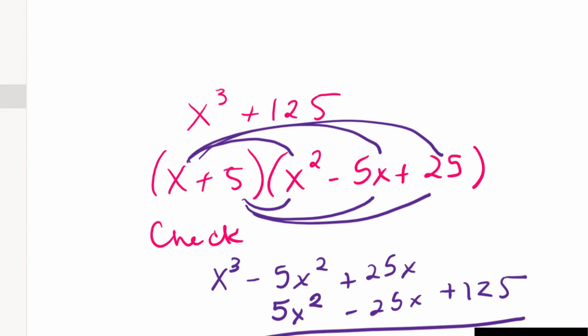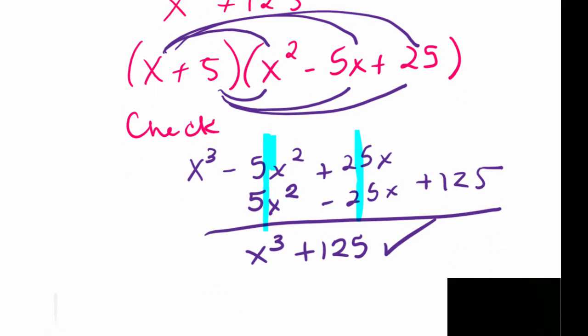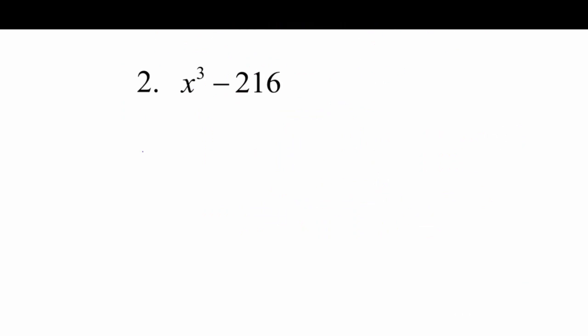And notice how these middle terms here, they give us 0. You see that? They're exact opposites. And so our answer for this product is the binomial we started out with. So that definitely checks. So in problem number 2, we are going to factor completely.